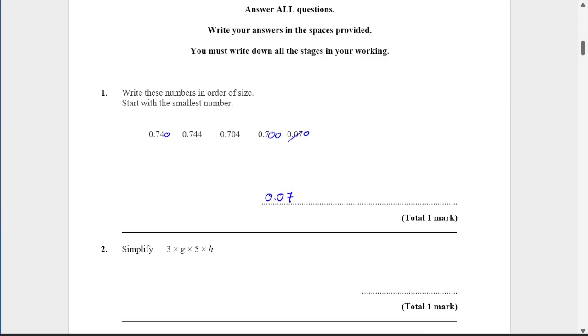So 0.07 is my smallest, and then I have a habit of crossing it out once I've written it down. My next smallest then would be 700 thousandths, which is 0.7. My next smallest then is 704 thousandths, or 0.704. I've then got my final two, and the smallest one then is 0.74, and then finally 0.744. And there we go. And adding those zeros just makes it a little bit more straightforward. If you didn't need them, then that's absolutely fine.